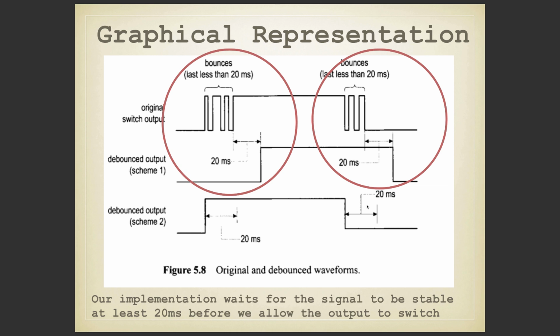That is why we call this a digital filter, because even though the input is bouncing up and down, the output stays as a 0 or a 1. So it's as if that bouncing never occurred. In essence, we're filtering those signals out.